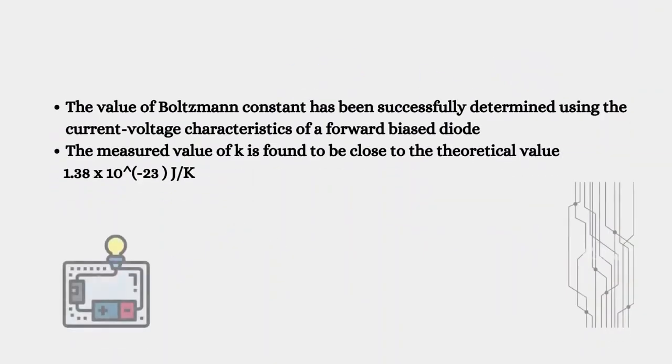What we have observed is that the value of the Boltzmann constant has been successfully determined using the current-voltage characteristics of a forward-biased diode. The measured value of K is found to be close to the theoretical value, which is 1.38 into 10 to the power minus 23 joules per Kelvin. The value which we have got is 1.33, which is approximately equal to 1.38.